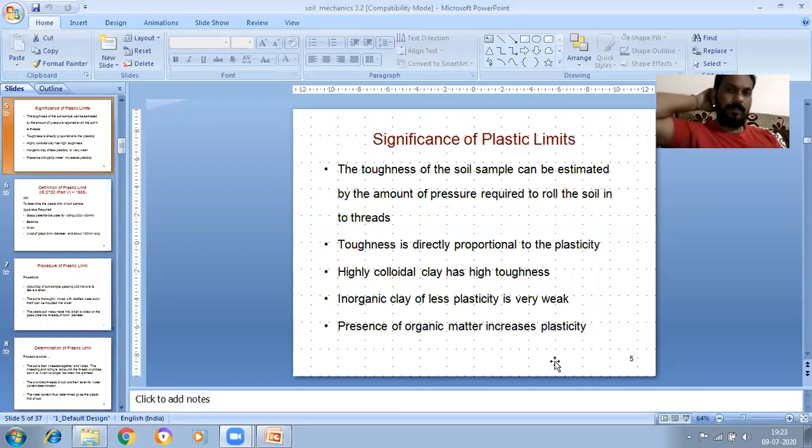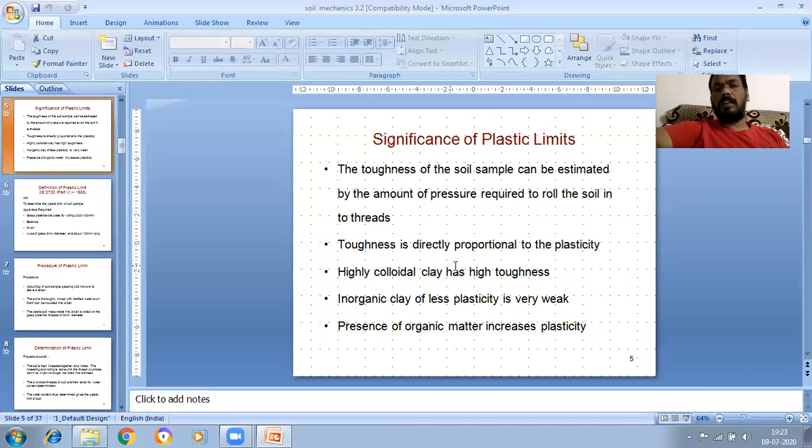Next, significance of plastic limit. The toughness of the soil sample can be estimated by the amount of pressure required to roll the soil into threads. Toughness is directly proportional to the plasticity.